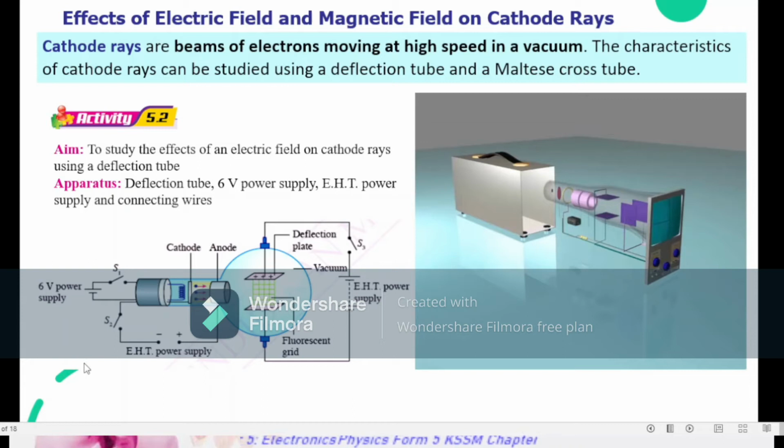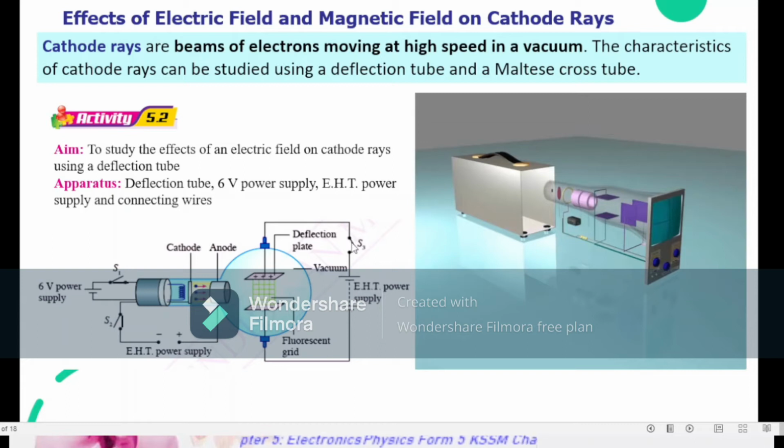Okay, let's see what happens when S1 and S2 are closed. Current will flow and the filament will glow and heat up the cathode. Because the EHT power supply is on, electrons will be released from the surface of the cathode through thermionic emission. And then the electrons will be accelerated toward the anode, focused by the anode to form a beam of electrons, or we call it cathode rays.